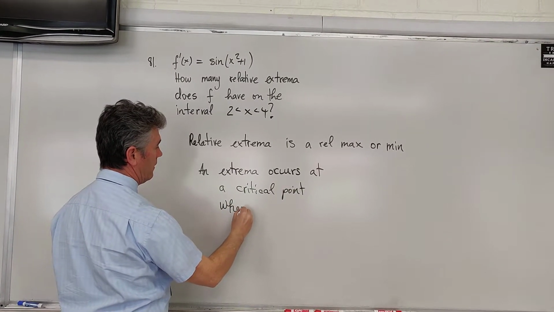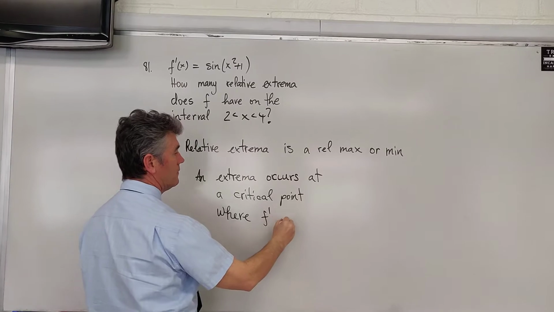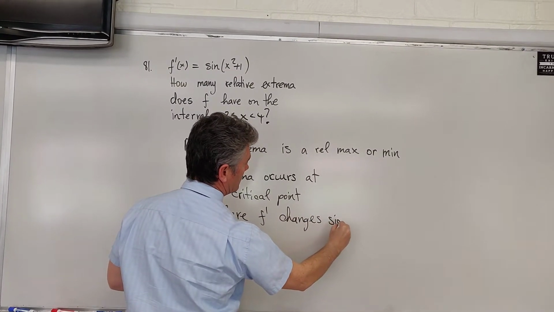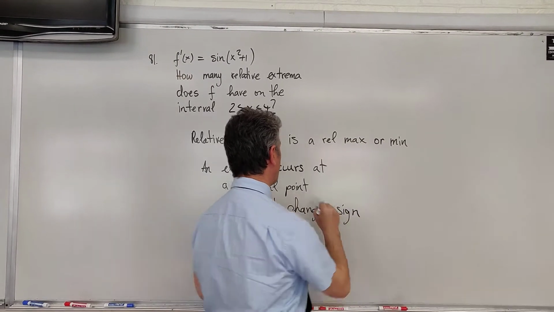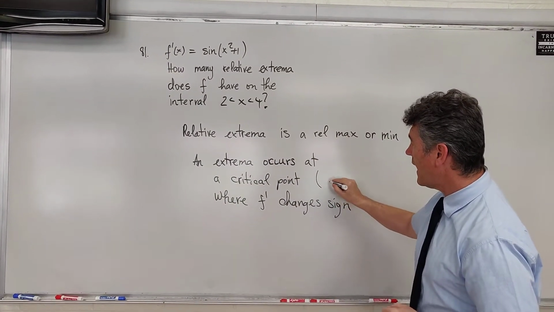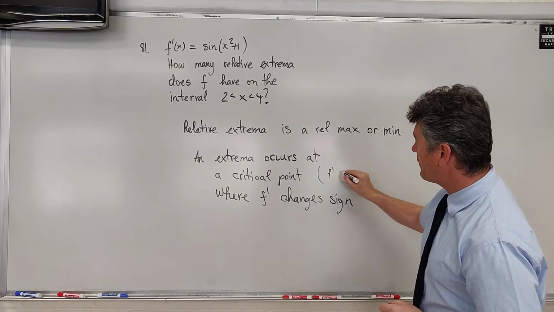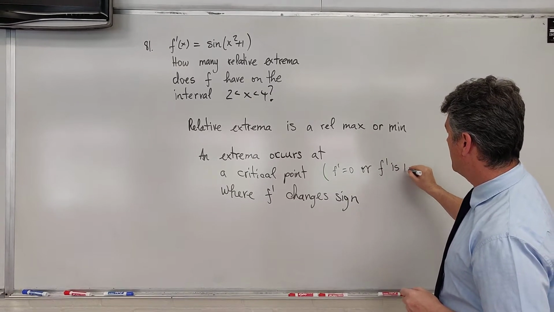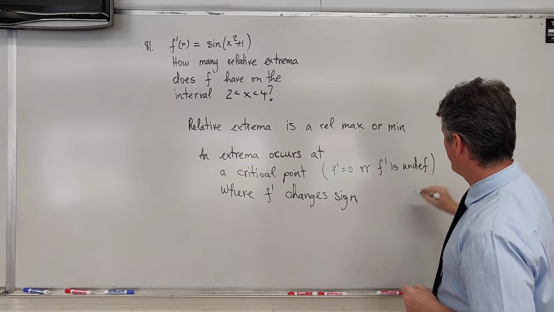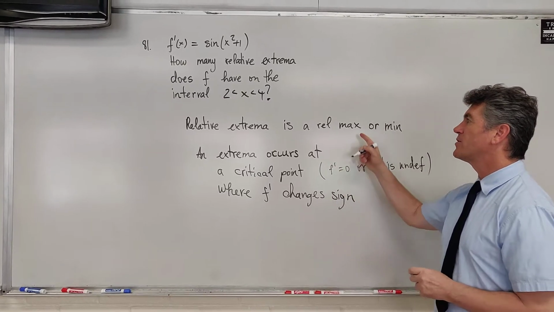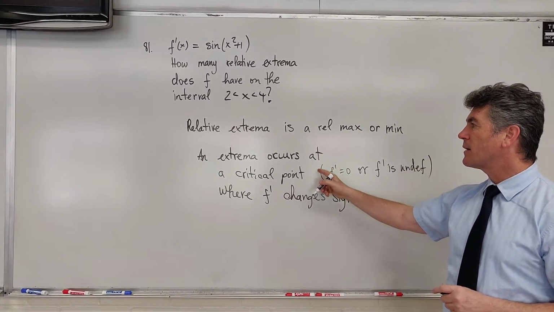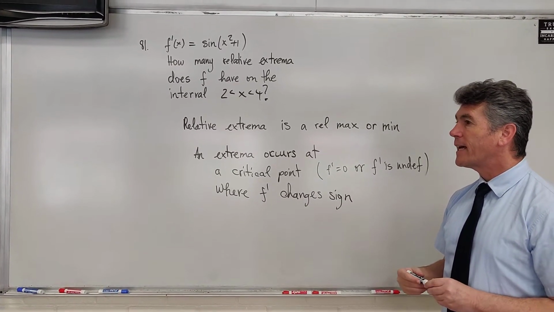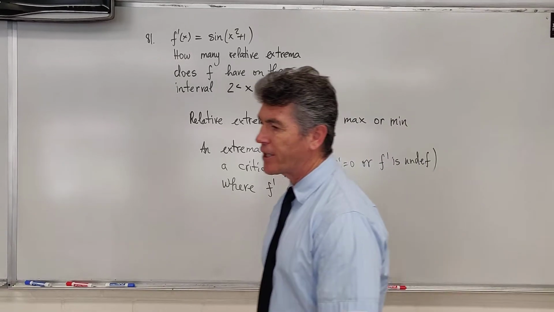where f prime changes sign. What is the critical point? At that critical point, f prime equals 0 or f prime is undefined. So again, a relative extrema is a relative max or min, and the extrema occurs at a critical point where f prime changes sign. We take our graphing calculator now, we turn it on.